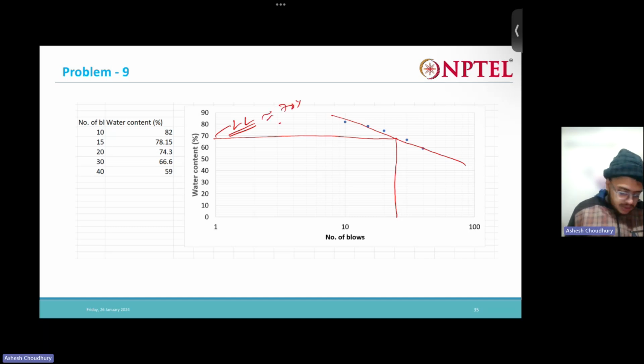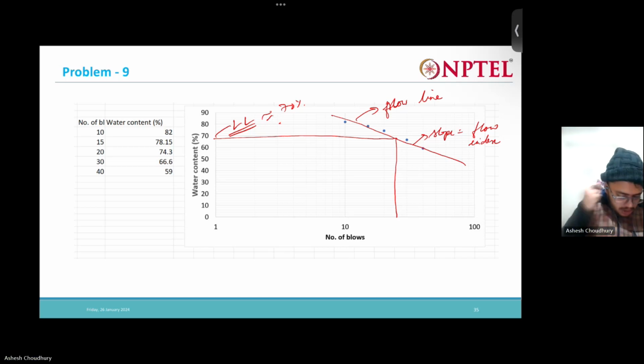This is nothing but the liquid limit, approximately 70%. And this graph is actually known as the flow line. This is known as the flow line, and the slope is known as the flow index.